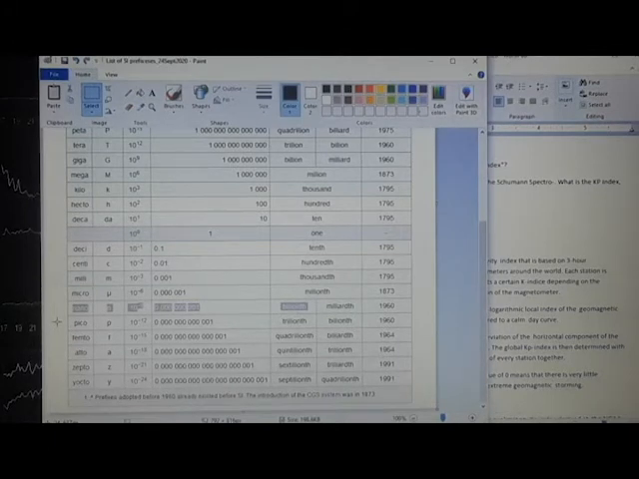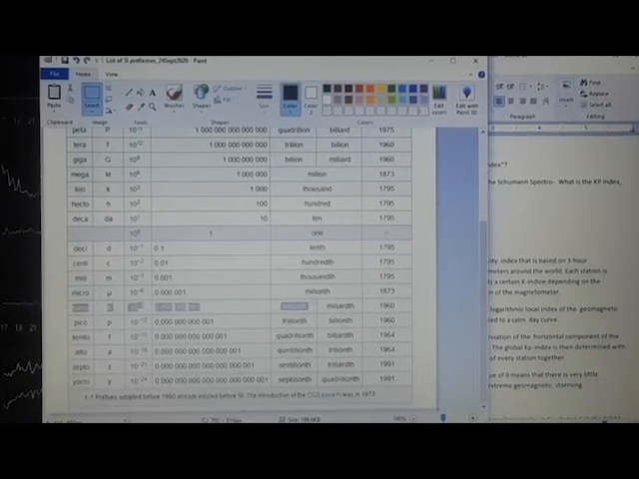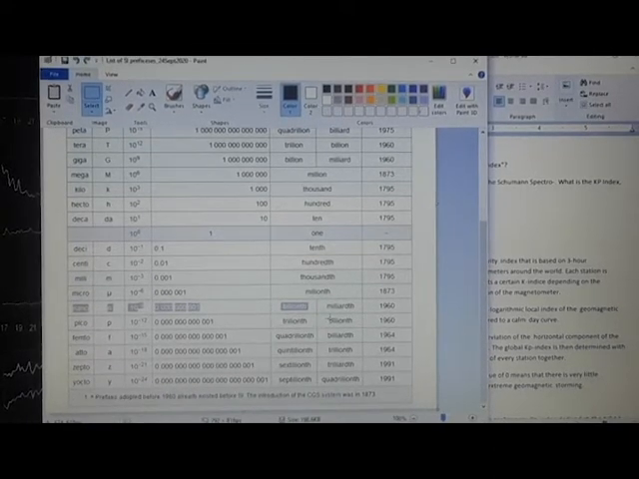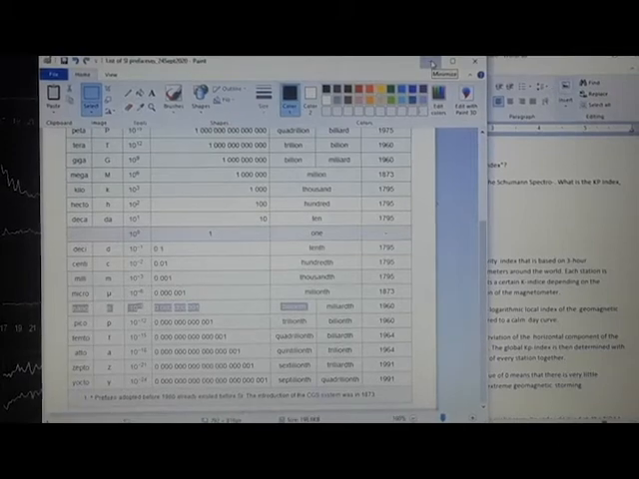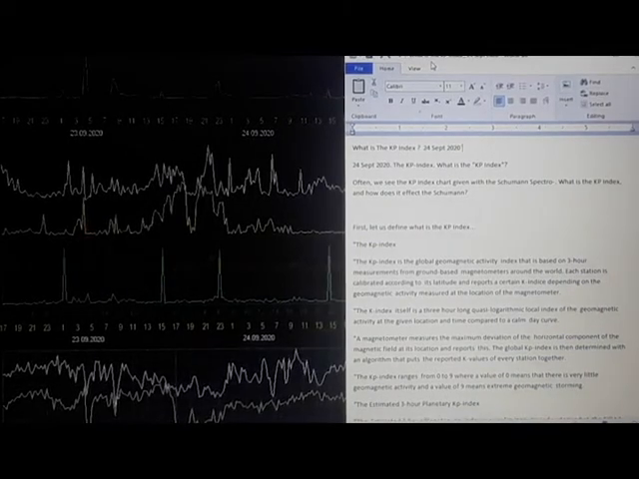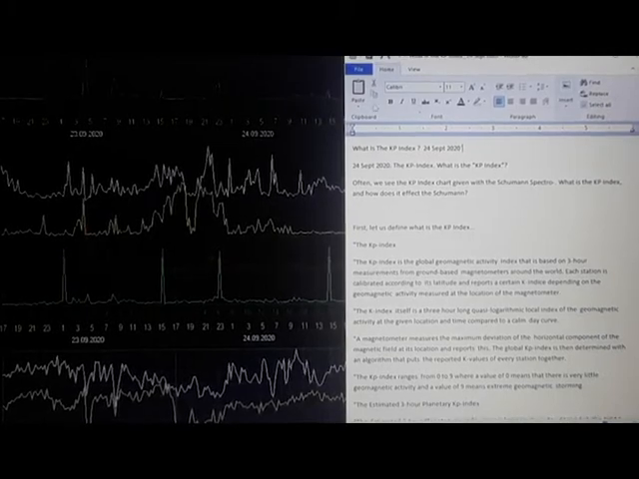So the Schumann resonances are measured between the pico and the femto scale, right? It's measured that low. These are the Schumann resonances relative to the nano here, which is a billionth. A nano is a billionth. The pico is a trillionth. So these Schumann resonances are in the trillionth to quadrillionth of a Tesla. Very, very small. Yeah, tiny, tiny, tiny.